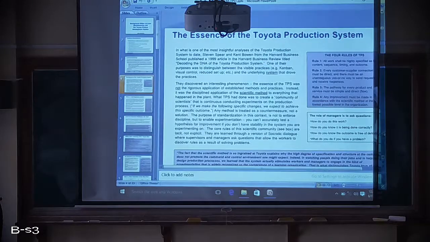Rule number 2: every customer-supplier connection must be direct, and there must be an unambiguous yes or no way to send requests and receive responses.